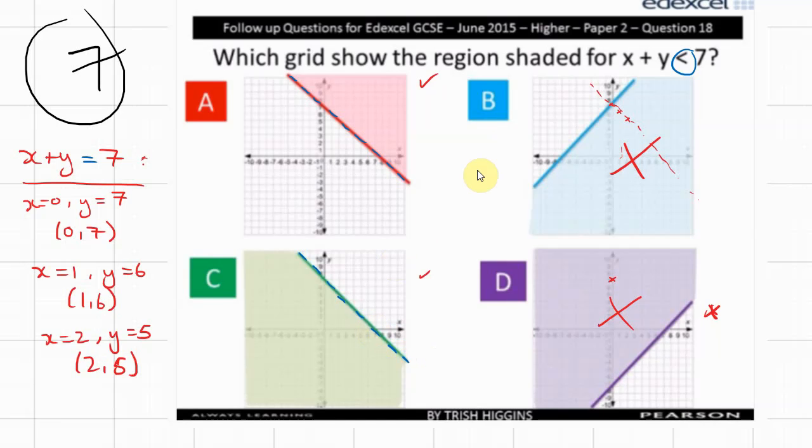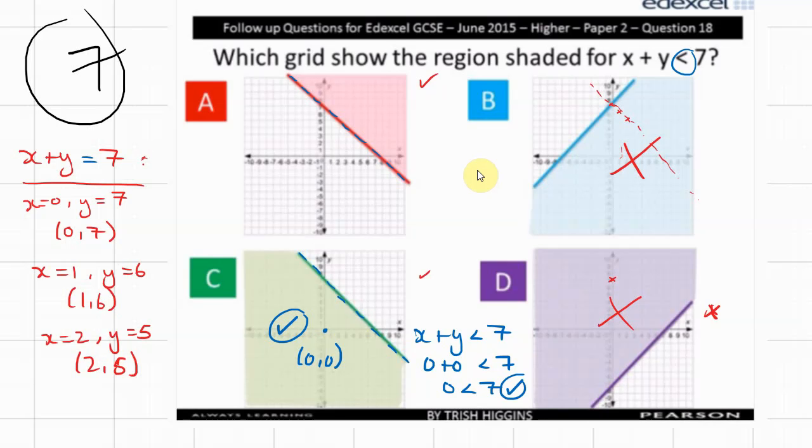So let's pick 0, 0. Let's see if this is true. So instead of x plus y is less than 7, I'm going to check, is 0 plus 0 less than 7? Is 0 less than 7? Of course it is. So this side seems to be true. This looks like a good shaded graph.